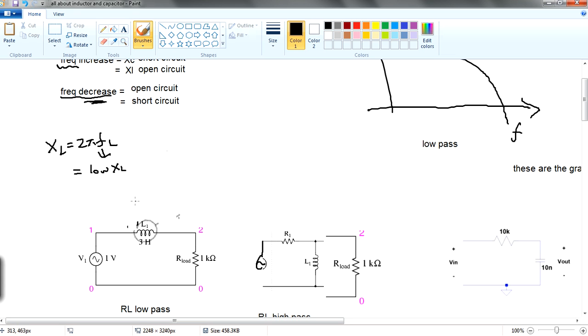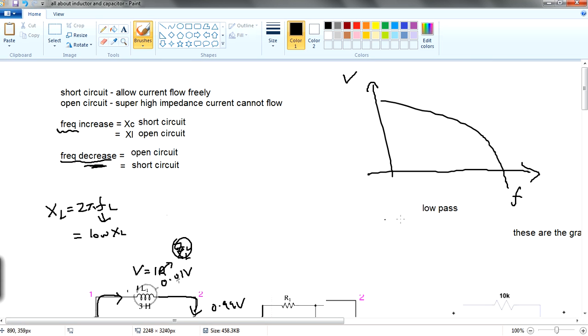So low XL means that your impedance will be very low also. V equals I R, right? So this R itself is very low, perhaps XL or ZL, whatever. But if this is very low, your voltage will be very low also, right? So if you have 1 volt over here, your inductor is only taking maybe 0.01 volt, while the rest of the voltage will go to the R load, which is like 0.99 volt. So this explains why at very low frequency, your voltage is this high.